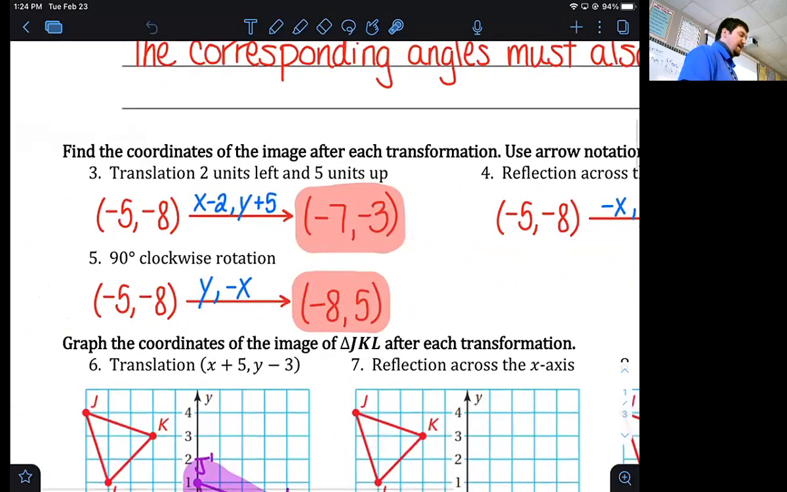And for number 5, a 90 degrees clockwise rotation takes the opposite of the x coordinate and then it does flip it. So -5 becomes +5 again, but then now you are going to flip it and it's going to go where the y coordinate should be. So -8, 5.